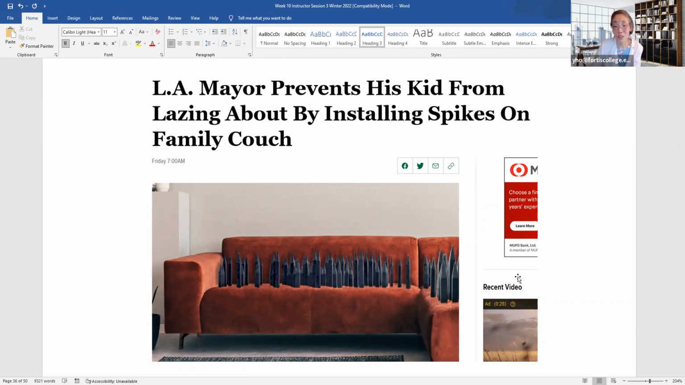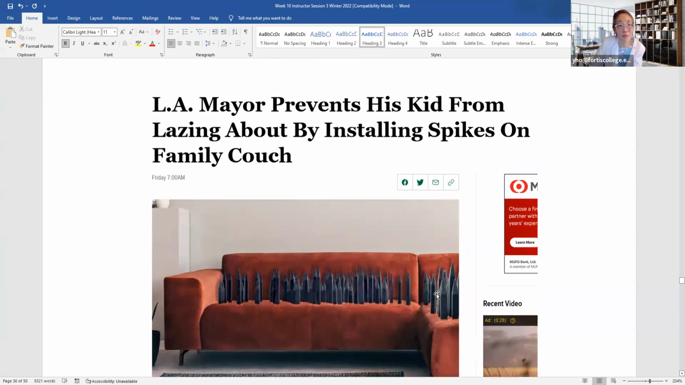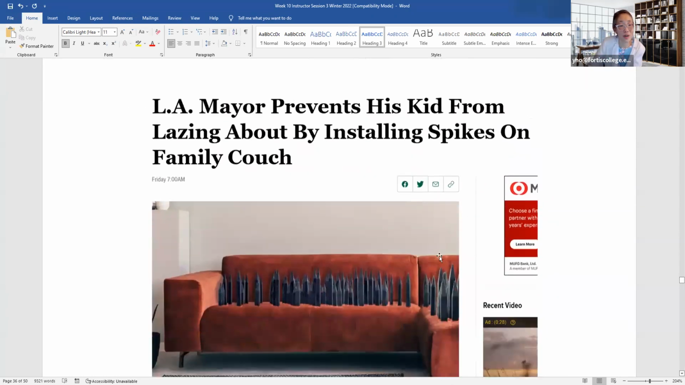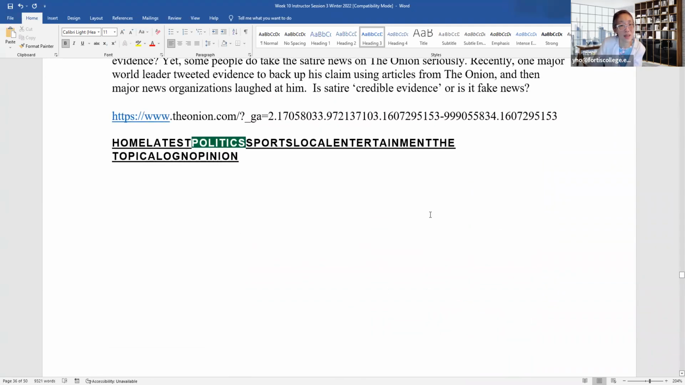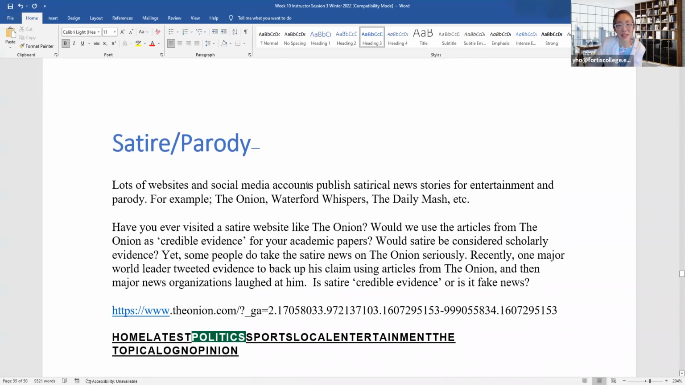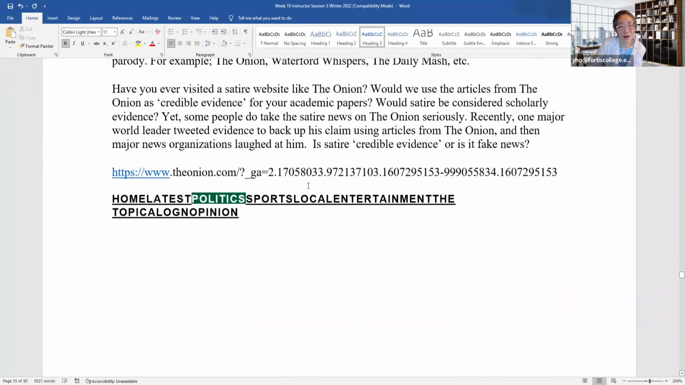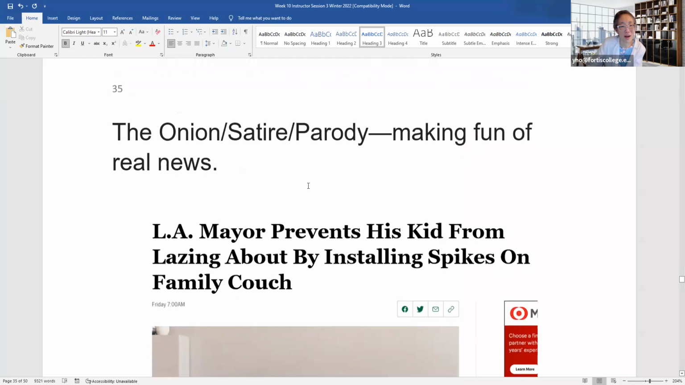Would you really put spikes on your family couch for your kids to sit on? So yeah, this is from The Onion. They're being sarcastic and making fun of, I forget what it is they're making fun of. This was funny to me. Usually, though, I'm not very good at seeing satire, so I don't really go for The Onion.